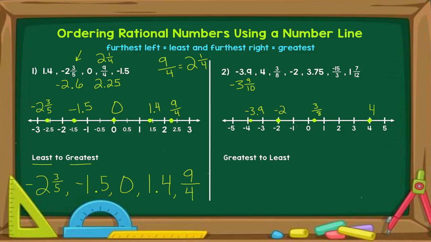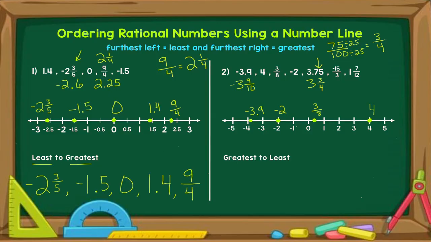Next, we have 3.75, so let's convert this to fractional form. 75/100 is a fraction, but we can simplify this. The greatest common factor between 75 and 100 is 25, so let's divide both of these by 25. 75 divided by 25 is 3. 100 divided by 25 is 4. The greatest common factor between 3 and 4 is 1, so we are in simplest form. 75/100 equals 3/4 as a simplified fraction. So this is 3 and 3/4. Anytime you see 75, that's going to be 3/4 in fractional form.